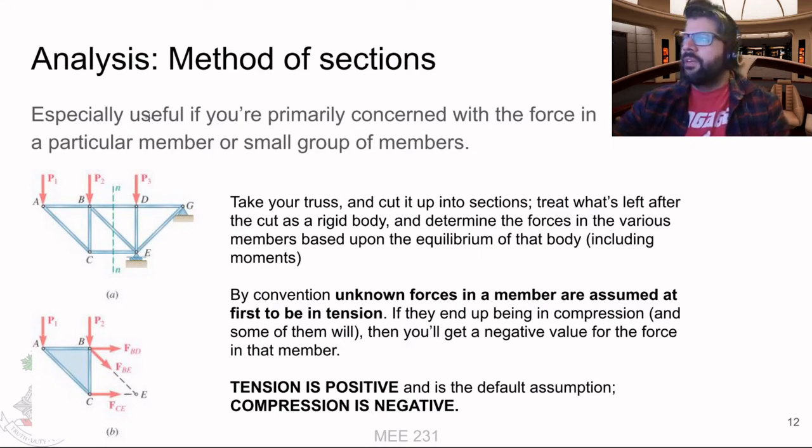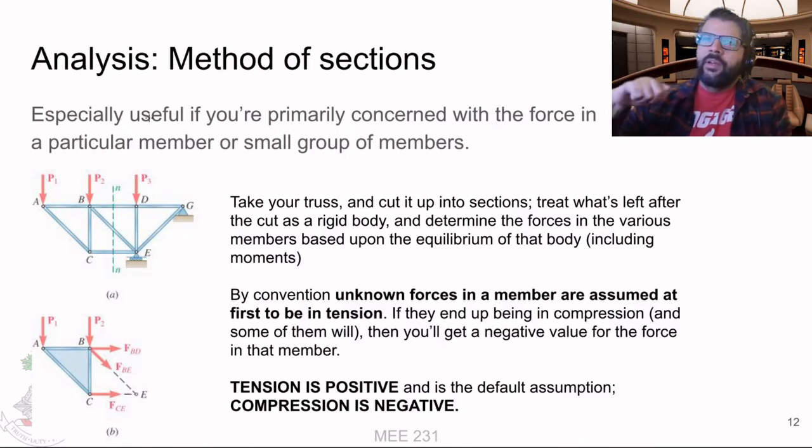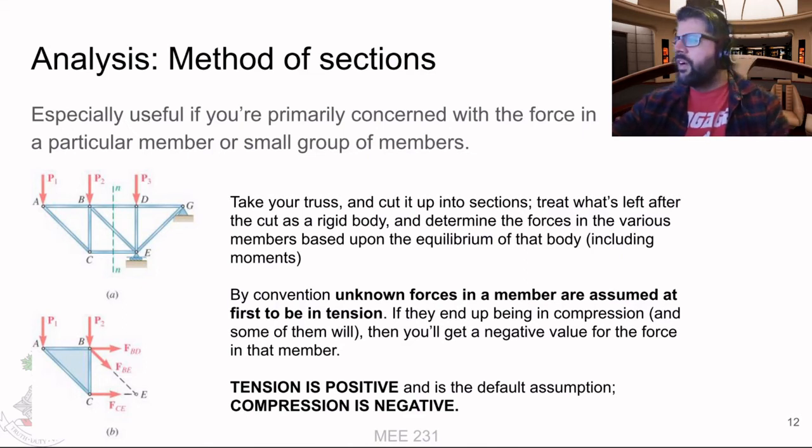But the method of sections can be easier if you're worried about a particular member. Say, if you had a beam that was damaged or something, and you're worried about how much load it's carrying, well, you could figure out exactly how much it is, and then compare it to figure out how critical it is to replace it. So basically, what you do is you take your truss and you cut it up into sections, and then you treat whatever is left as a rigid body, and then you can use that to determine the forces in the members based upon the forces on that body.